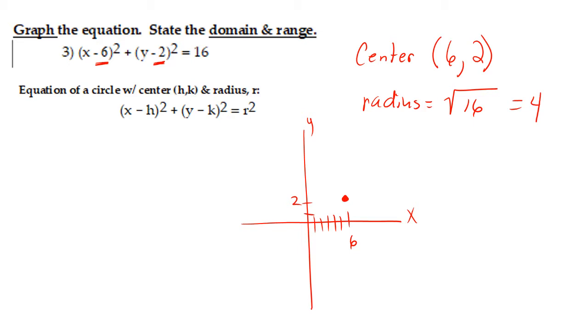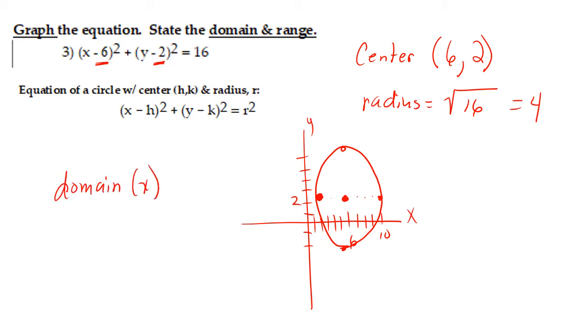once I determine the center, I will count out 4 spaces, 1, 2, 3, 4, in both directions. And I will even go up 1, 2, 3, 4, and down 1, 2, 3, 4. And of course my circle will be a little lopsided because I'm drawing it free-handed, but there's a rough idea of where your circle is. And you will also need to state the domain, which would be all of the x values, and the range, which would be all of the y values.